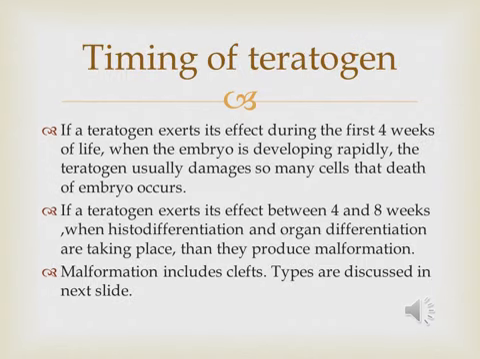Okay, so now the timing of teratogens. If a teratogen exerts its effect during the first 4 weeks of life, when the embryo is developing rapidly, the teratogen usually damages so many cells that death of the embryo occurs. Second, if a teratogen exerts its effect between the 4th and 8th week, when histodifferentiation and organ differentiation are taking place, then it produces malformation, which also includes cleft palates. Malformation includes clefts. The types of clefts are discussed in the next slide. So moving on to the next slide.